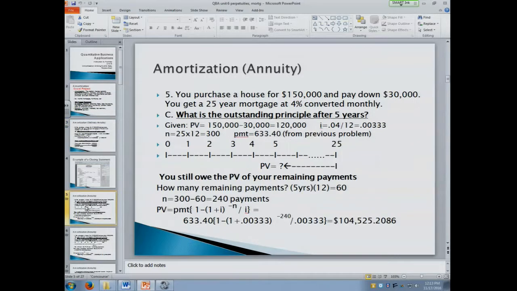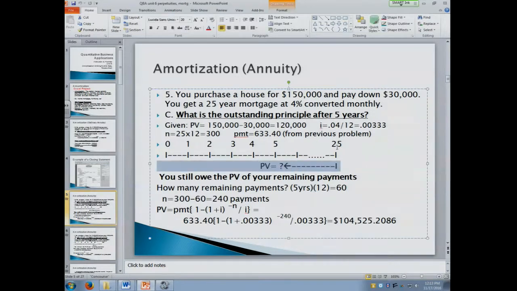Let's go ask another question. We've done this in the previous unit. C, what is the outstanding principal after 5 years? So here's our timeline, 0 years to 25. We're paying off this mortgage. But we want to know how much of the principal we owe to the bank after 5 years. I've said this many times. We want to find the present value. We come back and find the present value.